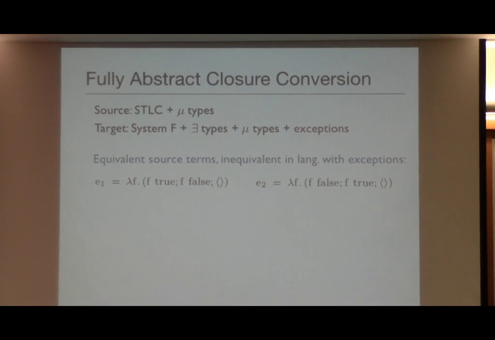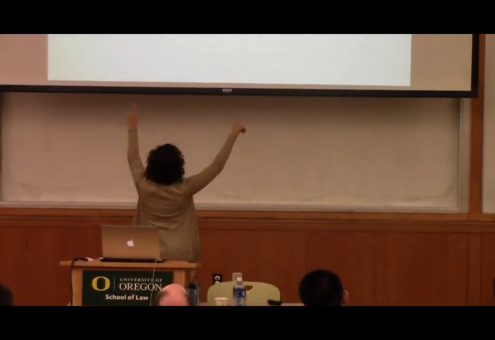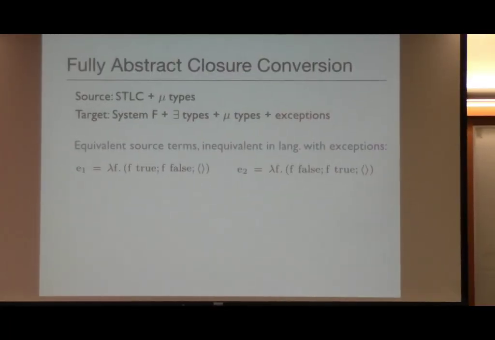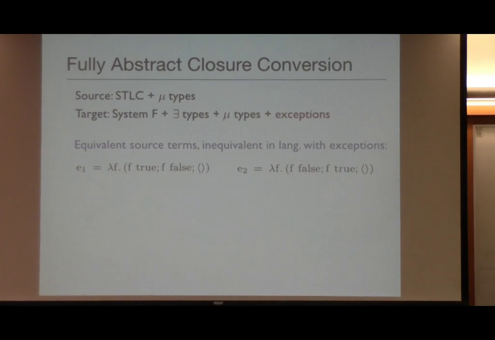I don't want an exception flowing from that target code that I'm linking with across the boundary into my code, because I don't know what to do with it. All right? So here's an example. I have these two source programs. Lambda F, I take a function, I apply it to true, then I apply it to false, and I return unit. Here, I just do it in the opposite order. I take my function, I apply it to false, then true, then return unit.